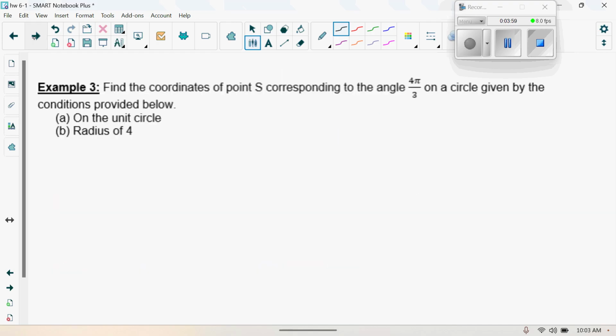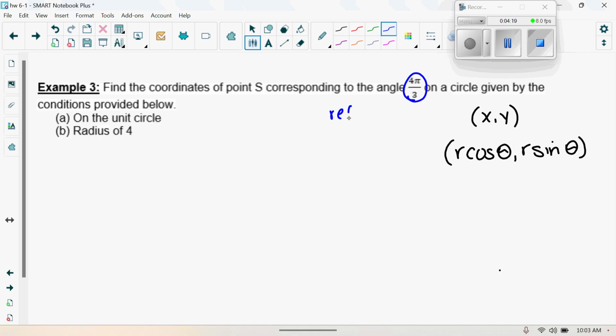Moving on to our next one, I'm now looking for coordinate points. So my final answer needs to be an x comma y. Remember that it is equal to r times the cosine of theta, r times the sine of theta. So I am looking for 4 pi over 3. First of all, my reference angle is pi over 3, and now I need to determine my quadrant. This would really be 3 pi over 3, which means that 4 pi over 3 is right past it, so I am in quadrant 3. So my final answer has to have both a negative x coordinate and a negative y coordinate.